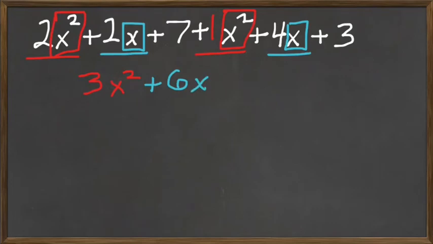And lastly, I'm just left with numbers 7 and 3, and then you can go ahead and add those up. 7 plus 3, I get 10.